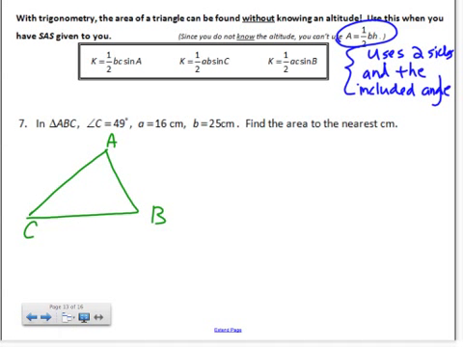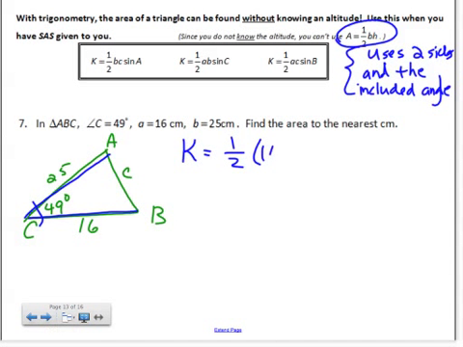So we're going to draw our triangle and label it. Notice this part of the problem, you actually had to draw the triangle. 16, 25, and we're going to label that C. We just need to find the area. We're going to use K for area, because A gets confused with the angle A. So K equals 1/2 times one of the little sides, which is 25. Notice it's the two sides that make up the angle.